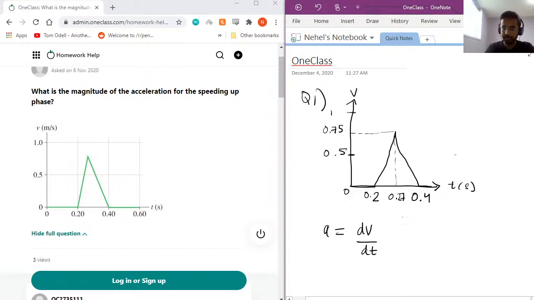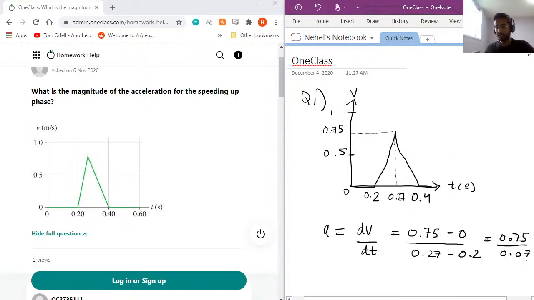0.75 meters per second. So now, based on our formula for acceleration, the change in velocity would be the final velocity, which is 0.75, minus our original velocity, which was 0. And the change in time would be, we went from 0 to 0.75 in 0.27 minus 0.2 seconds. Okay, so our acceleration is essentially equal to 0.75 minus 0.